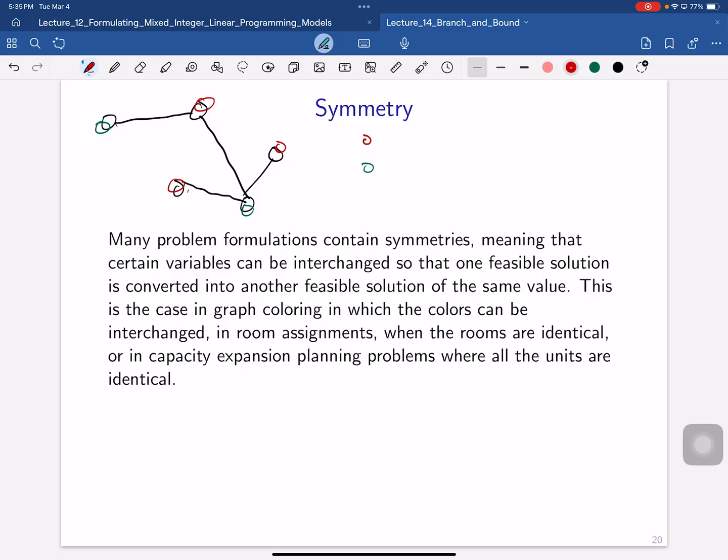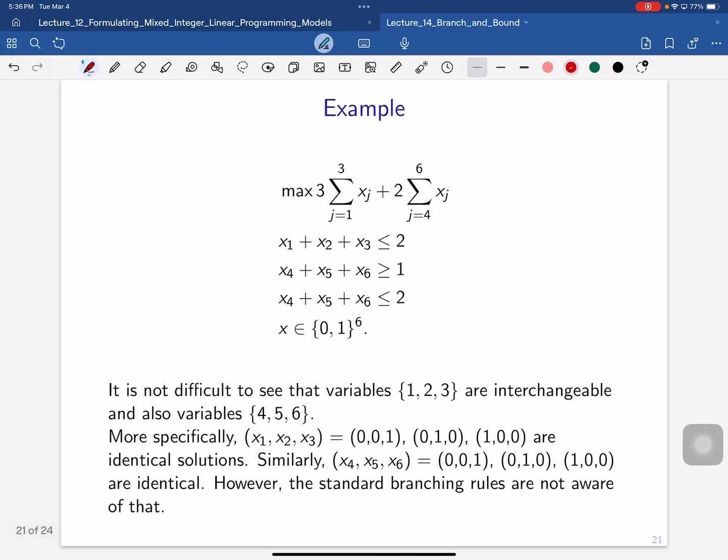With those identical solutions, as you can imagine, if you are doing branch and bound, you are going to explore very similar solutions. The thing is that you always want to improve your solution instead of encountering the same solution again and again. So that's the symmetry in mixed integer linear programs.